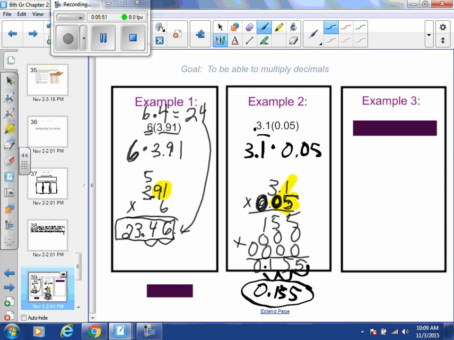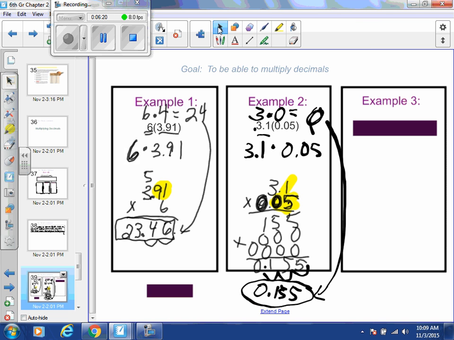And to check, I'll go back and estimate. 3 and 1/10, that's like $3.10. All right? I'm just going to call it $3 as I estimate. 0 and 5/100, that would be like 5 pennies, which is pretty darn close to not having any money at all. 3 times 0 is 0. Is my answer close to 0? Yes. 0.155 or 155 thousandths is like 15.5 cents, which is basically the same as having no money at all.